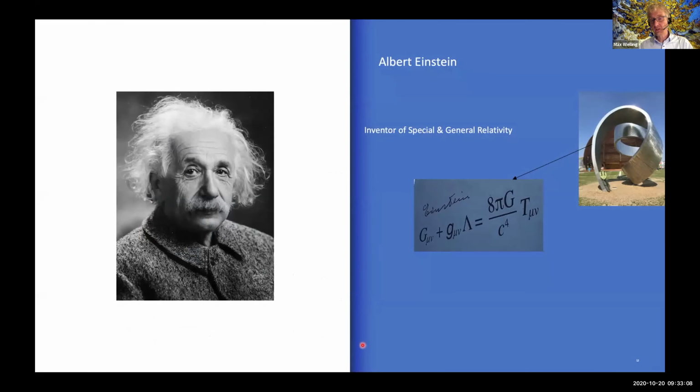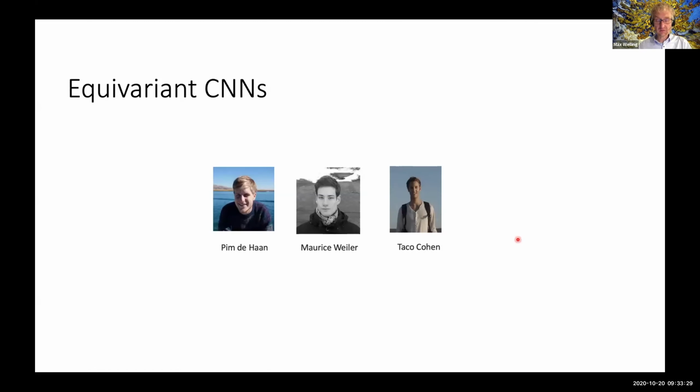Okay, so the final part of my talk, I want to talk a little bit about symmetry. Again, inspired by physics and the laws of physics, symmetries play an enormously important role in physics. And of course, this is the theory of general relativity. This is work I've done with these collaborators here, Pim de Haan, Maurice Weiler, and Taco Cohen. And in particular, with Taco Cohen's thesis already, maybe 7 years ago, we started this.